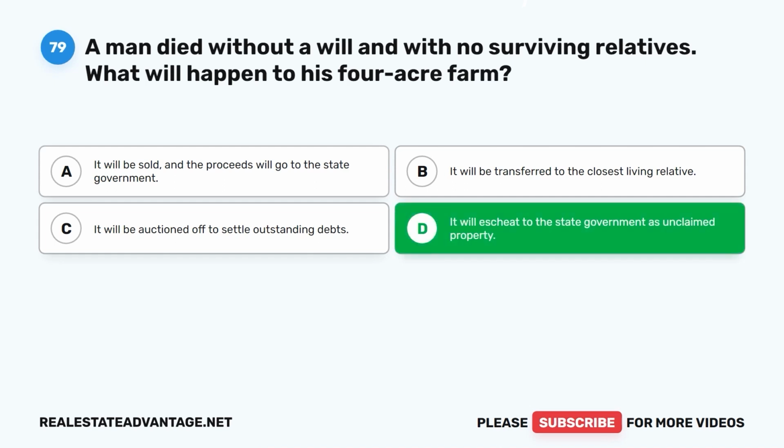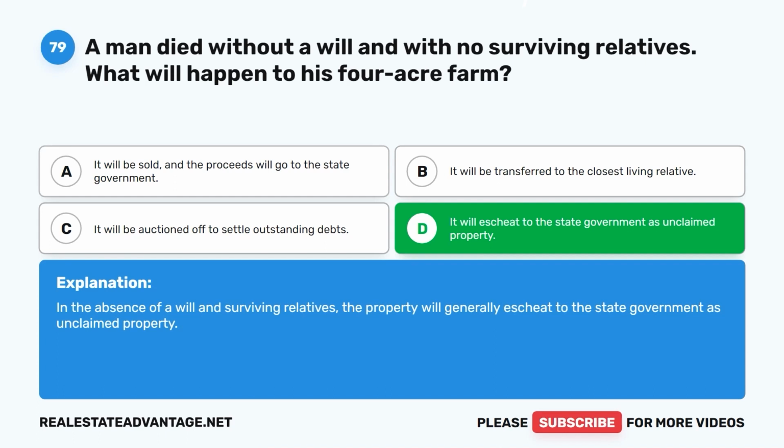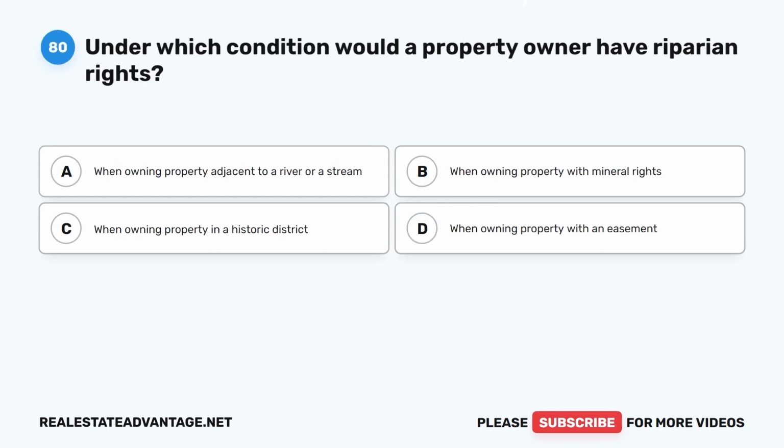The correct answer is D. It will escheat to the state government as unclaimed property. In the absence of a will and surviving relatives, the property will generally escheat to the state government as unclaimed property.